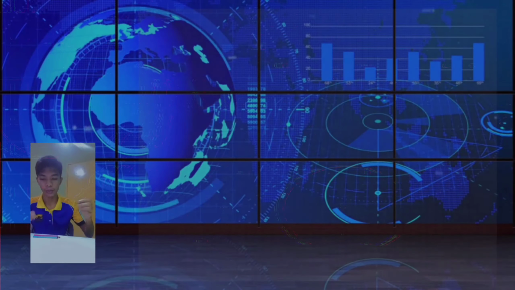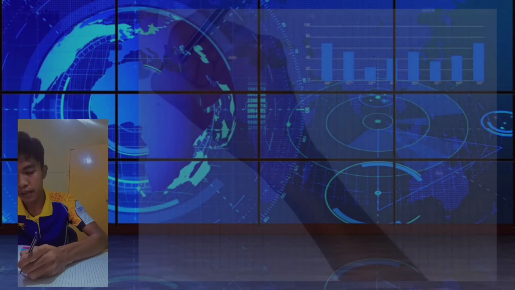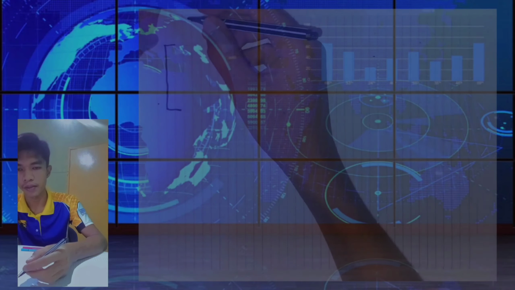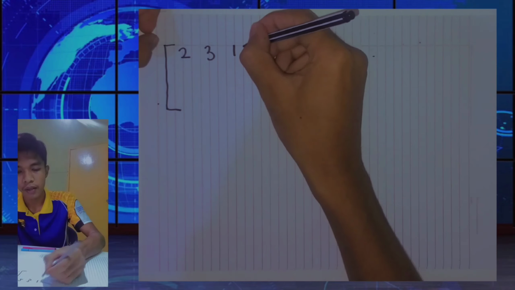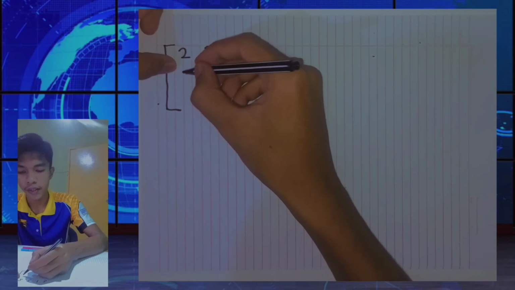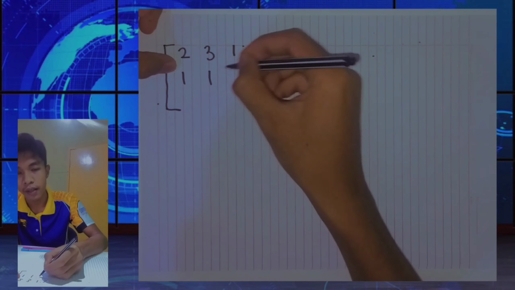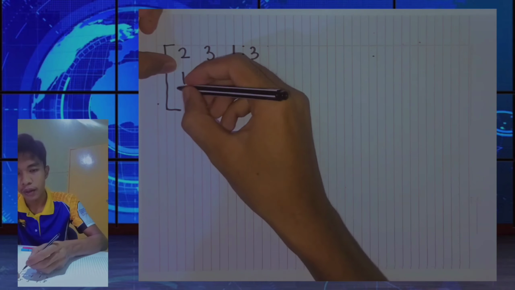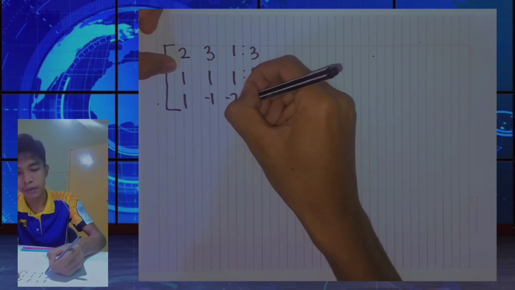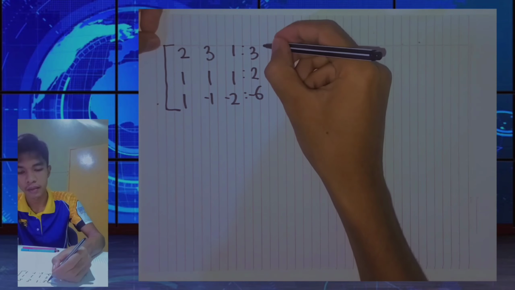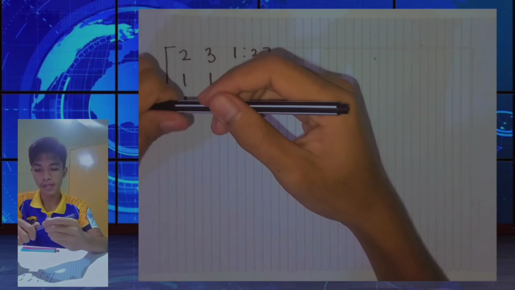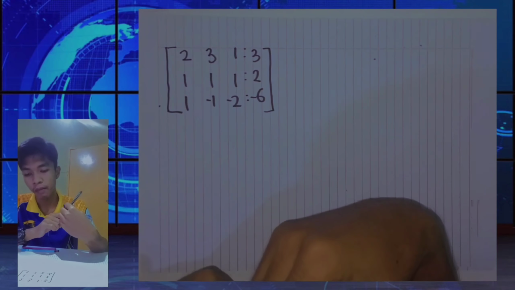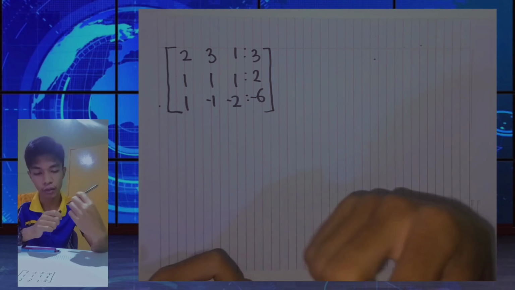First of all, we need to transfer the equation to the augmented matrix. So we will get here 2, 3, 1, the constant is 3, and here we will get 1, 1, 1, 2, and the third row 1, -1, -2, -6. This is the augmented matrix after we transfer the equation.